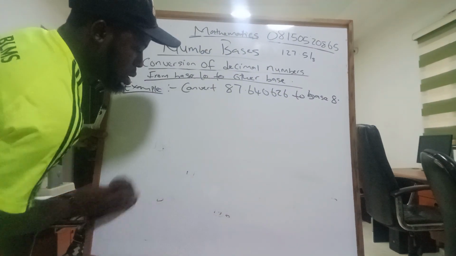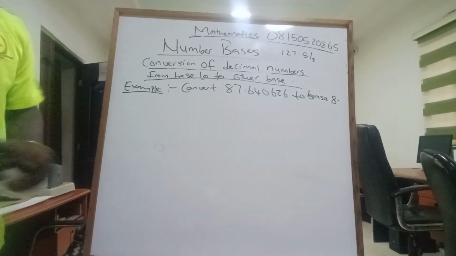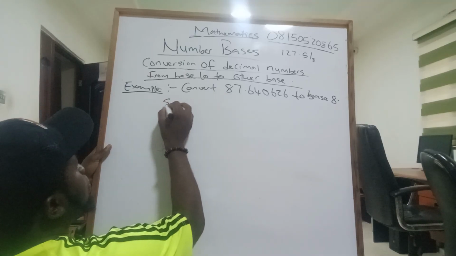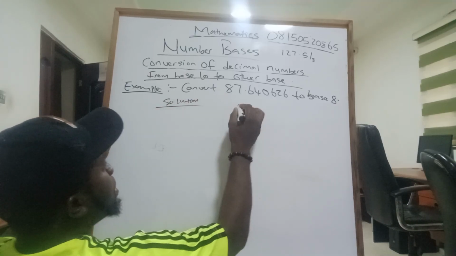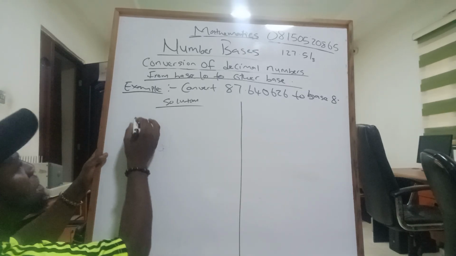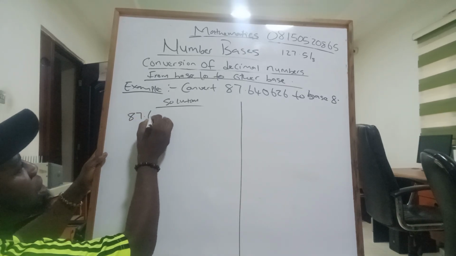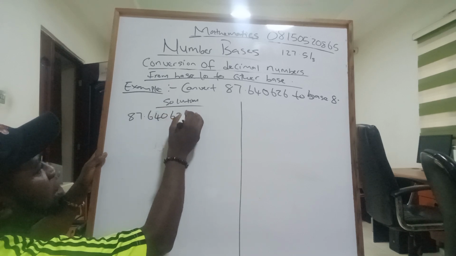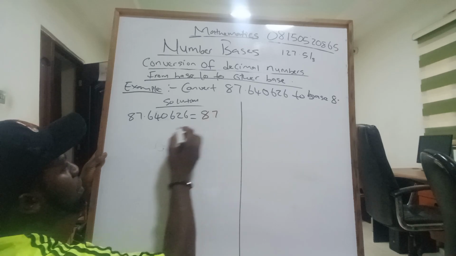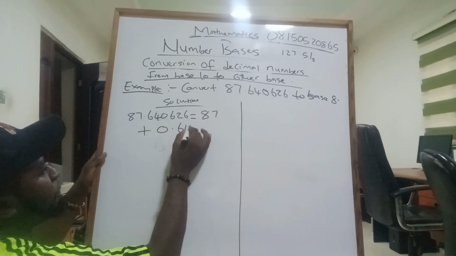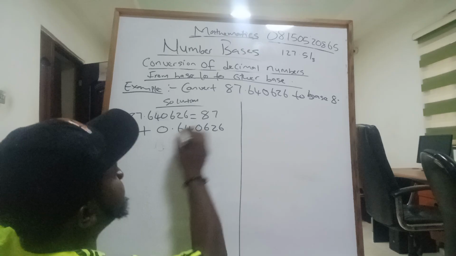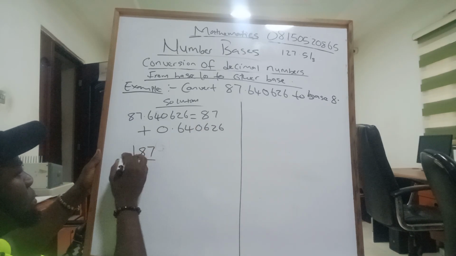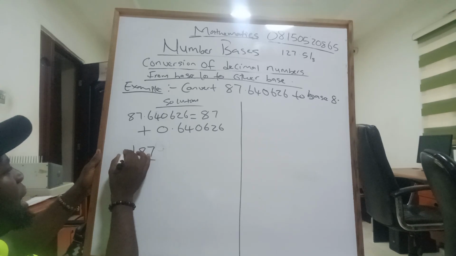Let's see. Just like I told you in the other one, if you want to convert, let's split it. We'll split the whole number from the decimal. So this is the same solution. So let me just add this one. 87.640626 can be written as 87 plus 0.640626. So let's convert 87. So we convert 87, we are going to base 8.